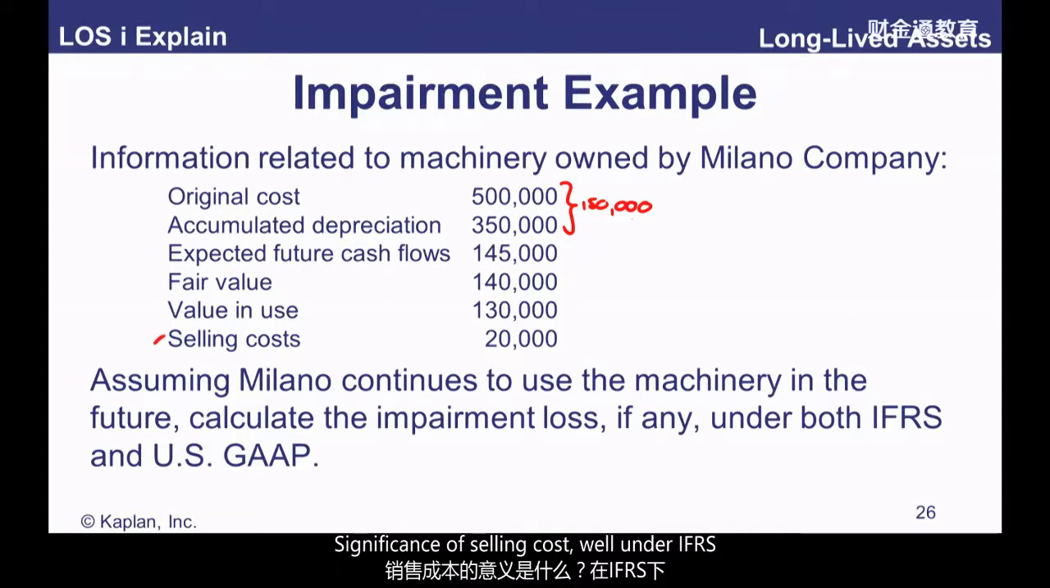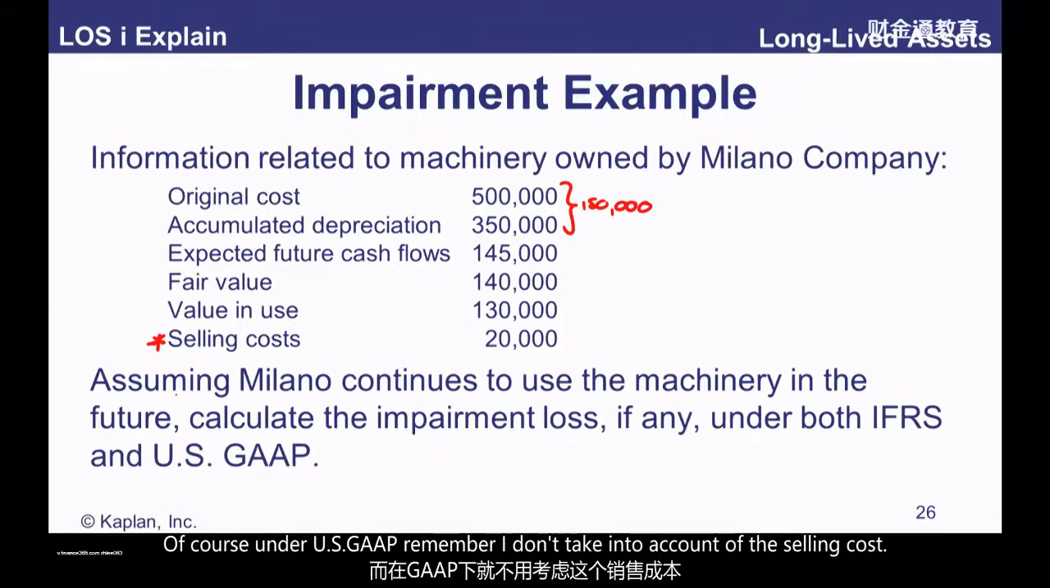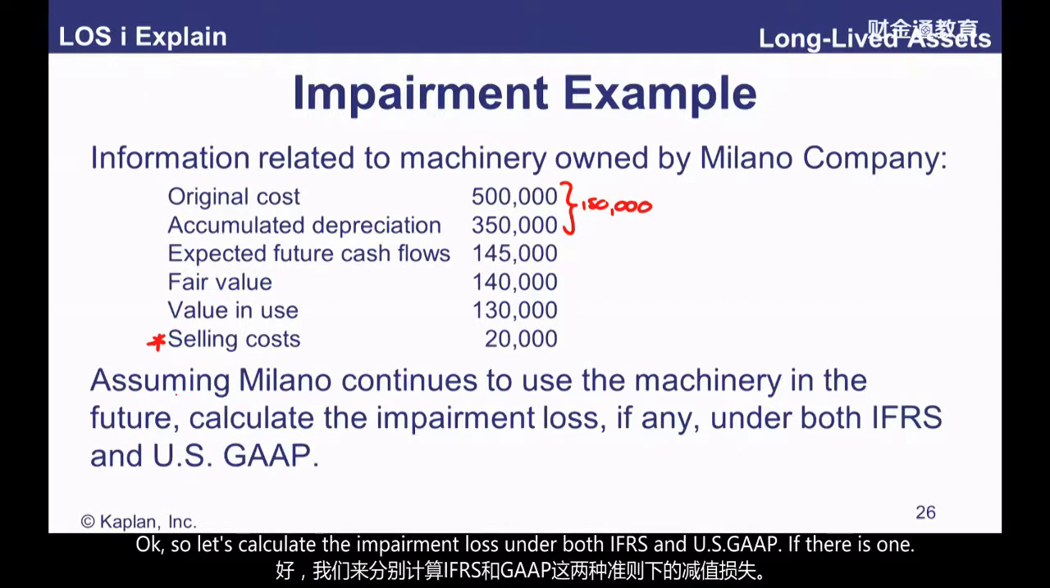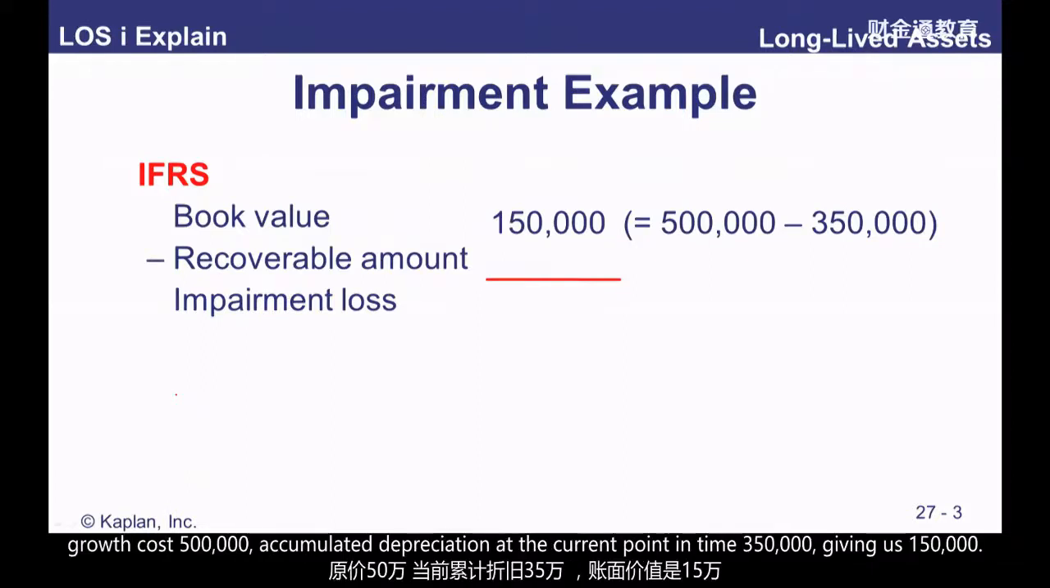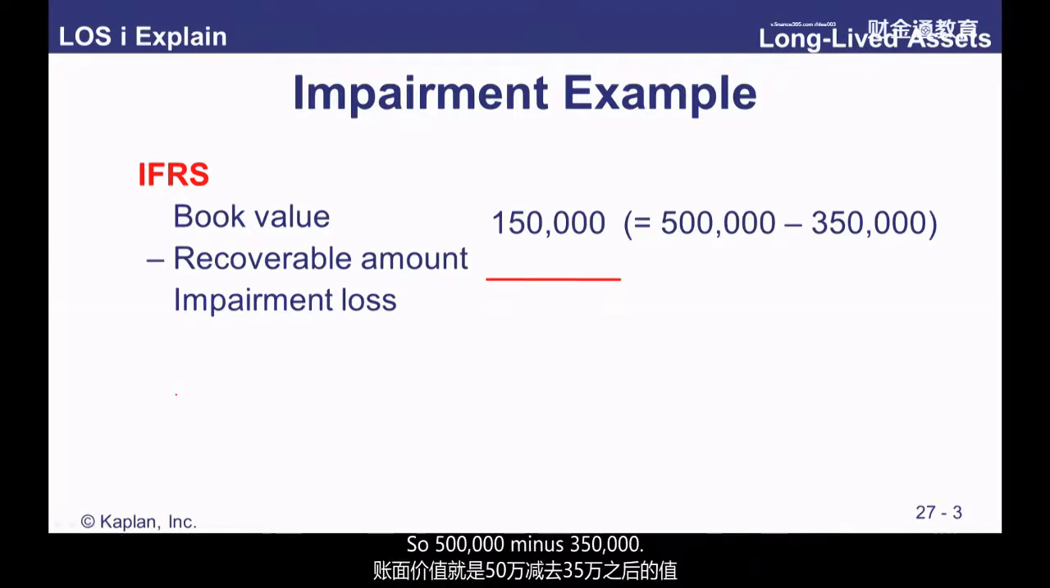Significance of the selling costs? Well, under IFRS, I need to look at fair value minus selling costs, of course. Under US GAAP, remember, I don't take into account the selling costs. Okay, so let's calculate the impairment loss under both IFRS and US GAAP, if there is one. So first of all, our book value. Well, book value, we've already said, gross cost 500,000, accumulated depreciation at the current point in time 350,000, giving us 150,000. So 500,000 minus 350,000.